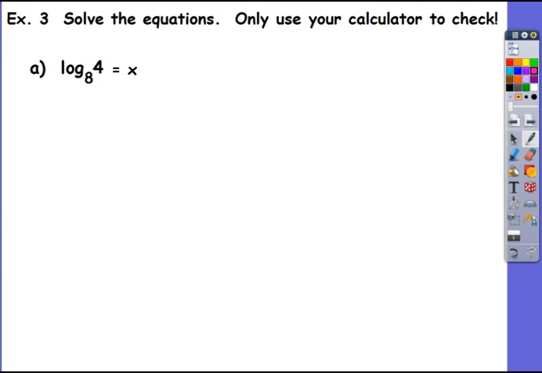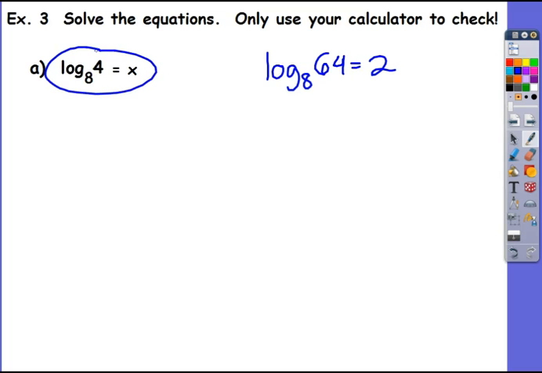Third type of example for today is solve the equations, and again, only use your calculator to check. So yesterday, we maybe did stuff like this, where I could say, oh yeah, 8 squared is 64, I'm good to go, I can do that in my head. Here I might be thinking, well, 8 to what power is 4? I might not really be sure what that is. So there's a trick on these problems, very important, and it's changing the bases so they're the same number.